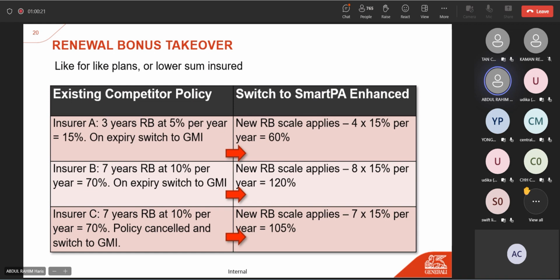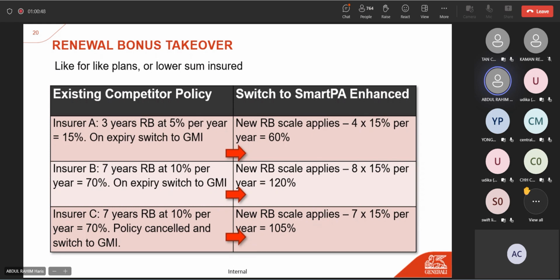But if you manage to convince your customer to switch over, we will also give them the 4th year renewal, but based on our Smart PA Enhanced tier, which is 15% per year. So when they switch over, after 3 years, we will actually give 4 times 15% of renewal bonus. So we'll give 60% on renewal bonus on the policy when they switch over to Smart PA Enhanced.